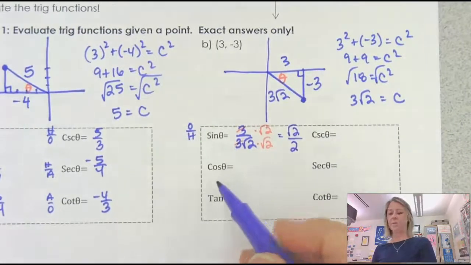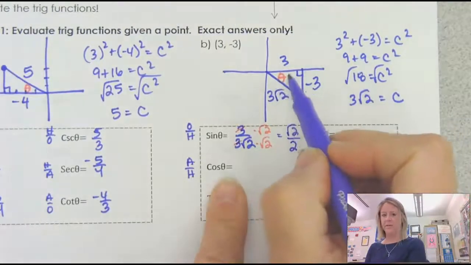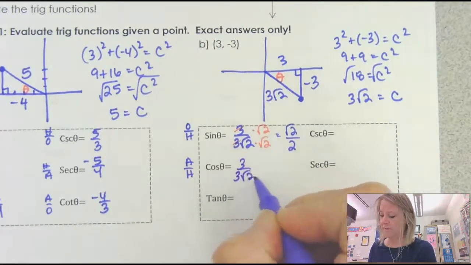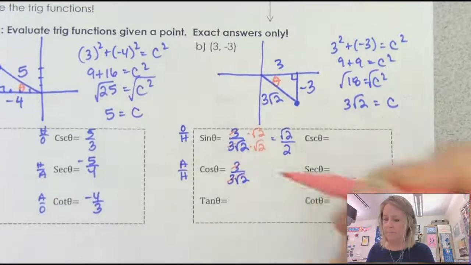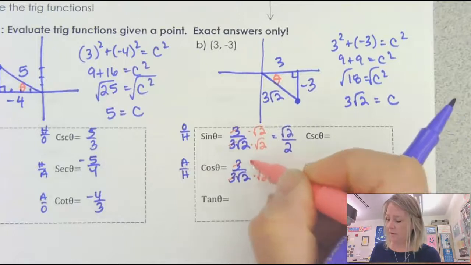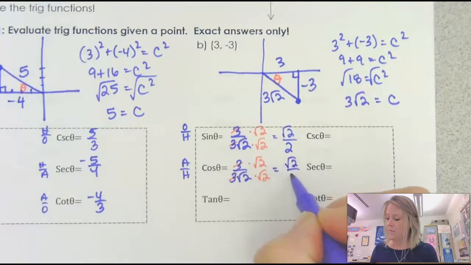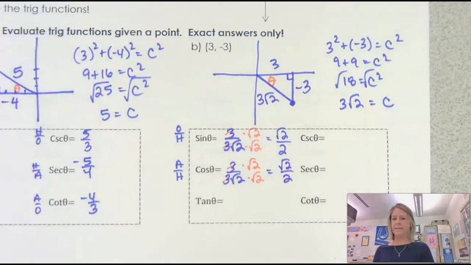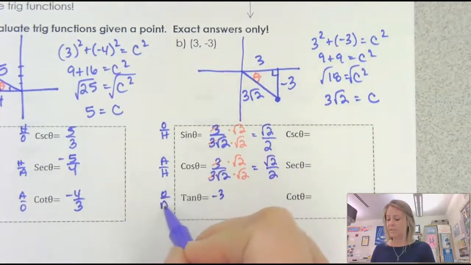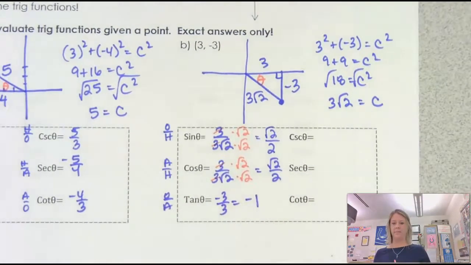All right, let's take a look at cosine. Cosine's adjacent over hypotenuse. If I look at my triangle here, the adjacent side is positive 3. Hypotenuse is 3 radical 2. So I'll do the same thing again that I just did. These 3's do cancel out. So right now what I have is 1 over radical 2. I can't have a radical in the denominator, so I rationalize. I multiply the top and the bottom by radical 2. And that gives me radical 2 over 2. Tangent is opposite, which is negative 3, over adjacent, which is positive 3. Negative 3 divided by 3 is negative 1.